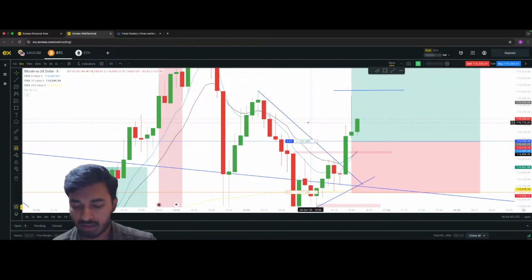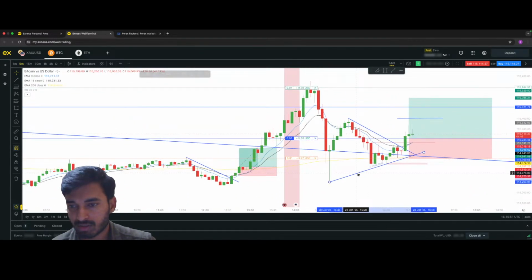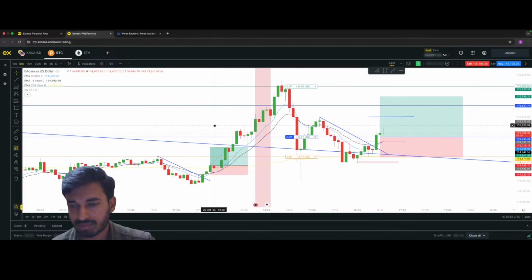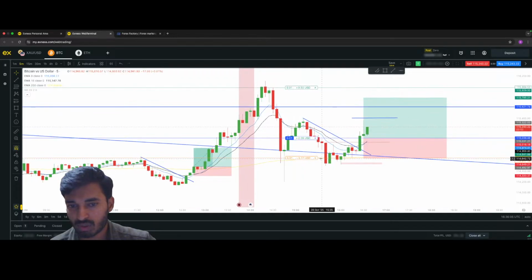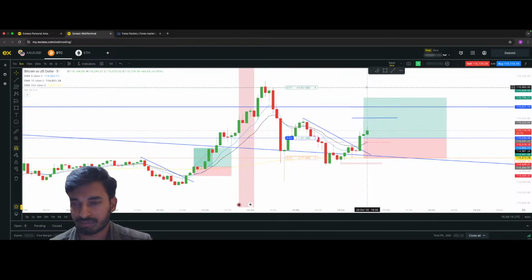Yes, I have already taken a trade over here. This breakout, this breakout candle. I have entered over here above this. So my stop loss is here below this, and the target is 1:1, 1:2, or 1:2.5.